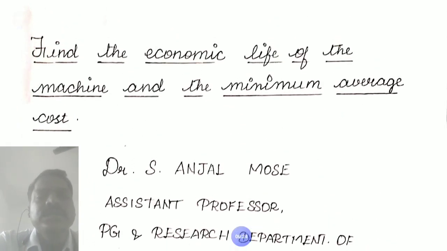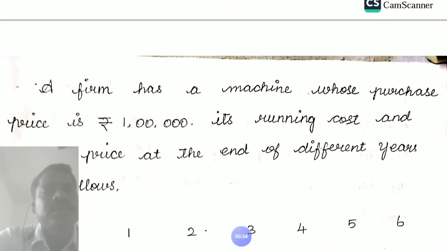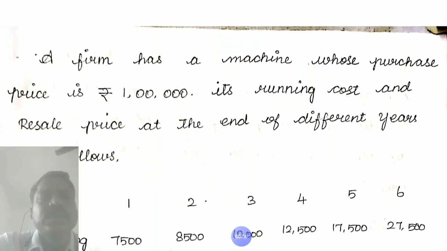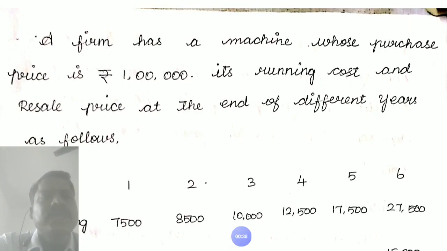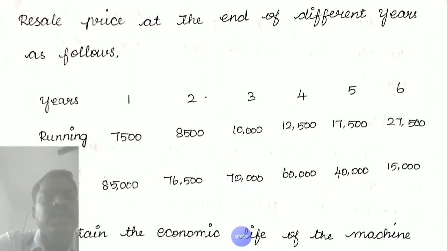Now we will discuss how to find the economic life of the machine and the minimum average cost. Suppose we consider a problem. A firm has a machine whose purchase price is rupees 1 lakh. Its running cost and resale price at the end of the different years are as follows.